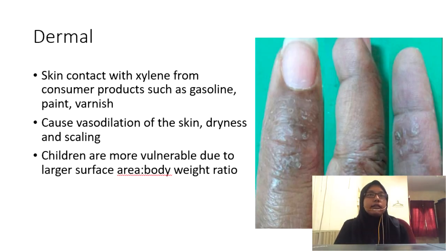The next route is dermal, or skin contact with xylene. It can cause vasodilation of the skin, dryness and scaling, as you can see in the picture. Just like the inhalation route, children are more vulnerable due to their larger surface area to body weight ratio.